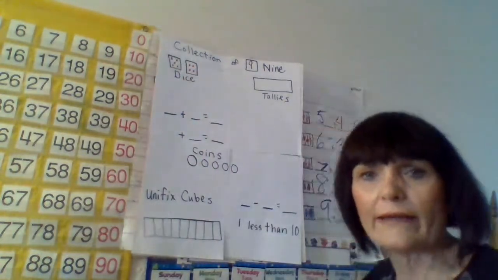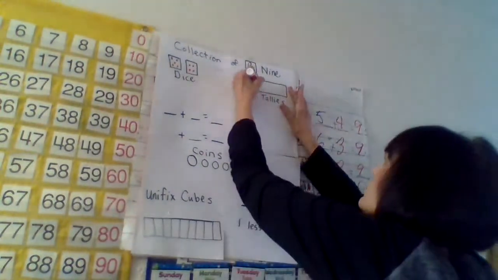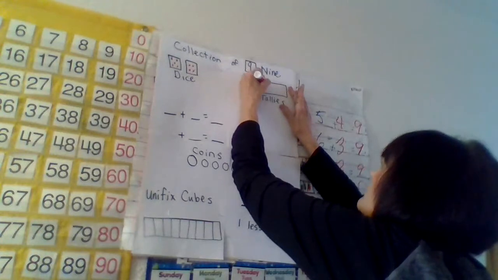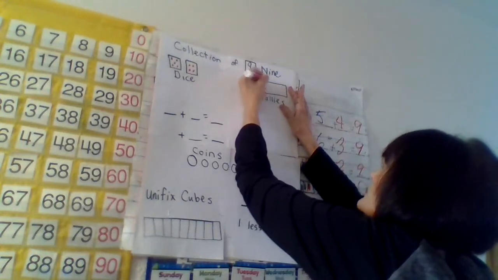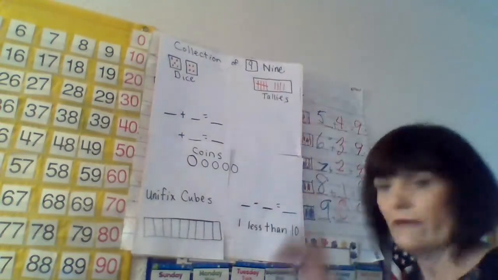That is correct. All right, let me do nine tallies. Tally with me, please. One down, two down, three down, four down, tally up, five across, put a finger space, six down, seven down, eight down, nine down.